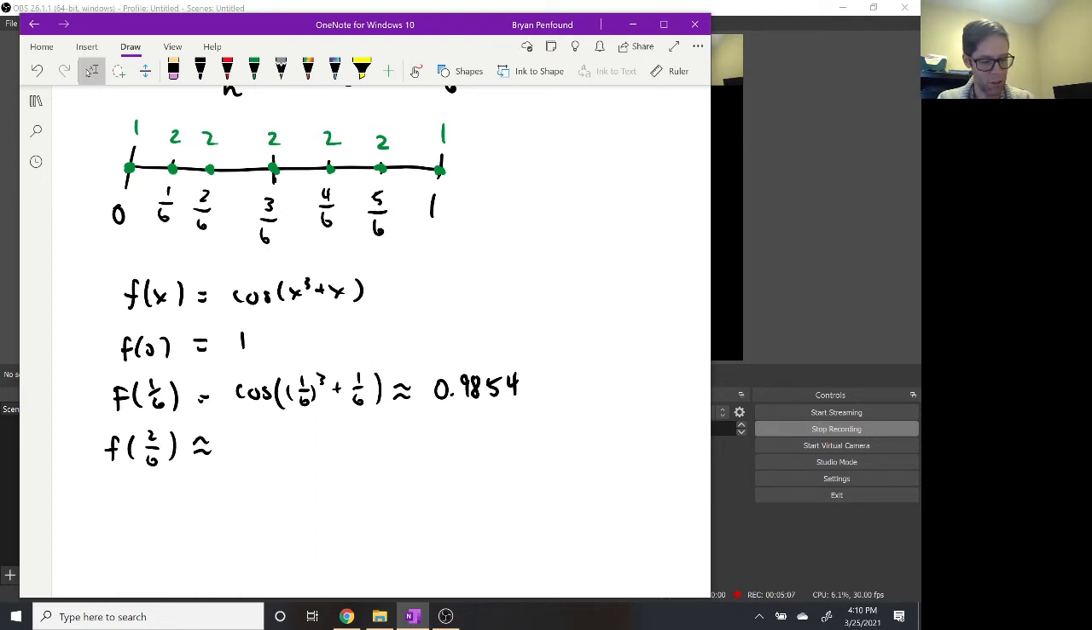I will show you how to utilize Maple as well. Maple can be quite helpful, I think, especially with these kinds of approximation questions. So for 2/6, I just repeated the procedure up here, putting a 2 in the numerators, and I got about 0.9322.